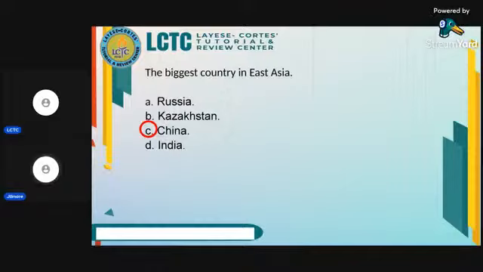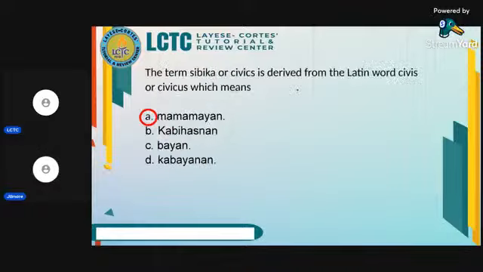Kazakhstan, Central Asia. India, ISA: India, South Asia. Again, RNA, Russia, North Asia. Kazakhstan, Central Asia. China, CHEA, China, East Asia. India, ISA, India, South Asia.